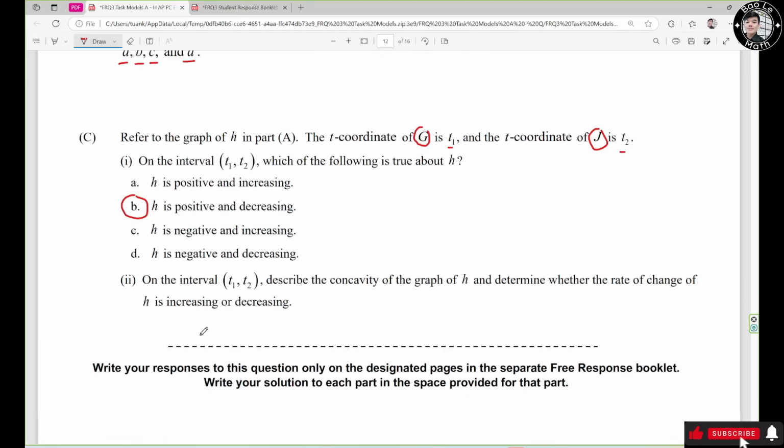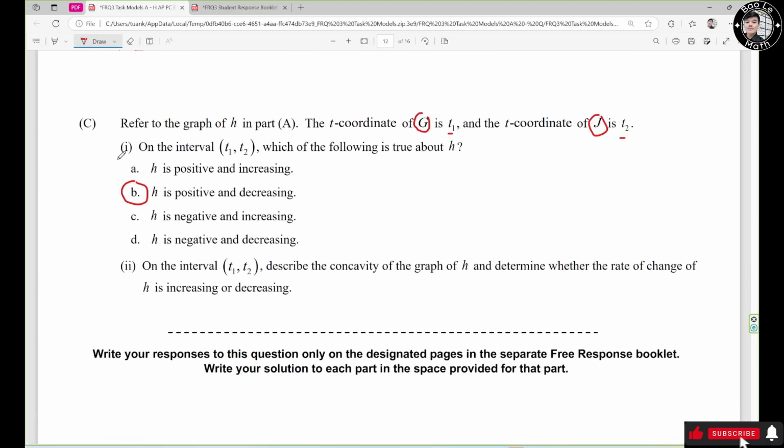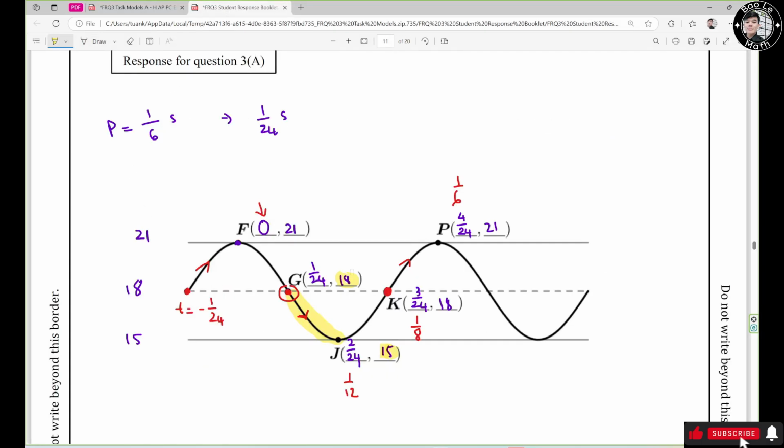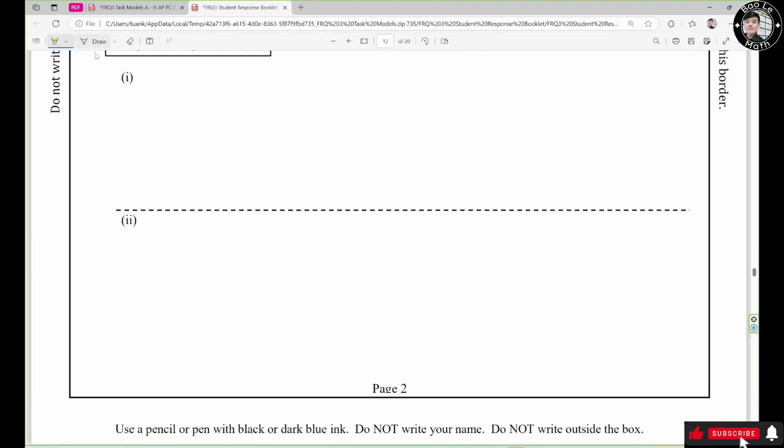Now question C2I. On the interval T1 to T2, the function is concave up, right? And the rate of change is increasing, right? On the interval T1, T2, the graph of the function h is concave up, and the rate of change of the function is increasing, right?